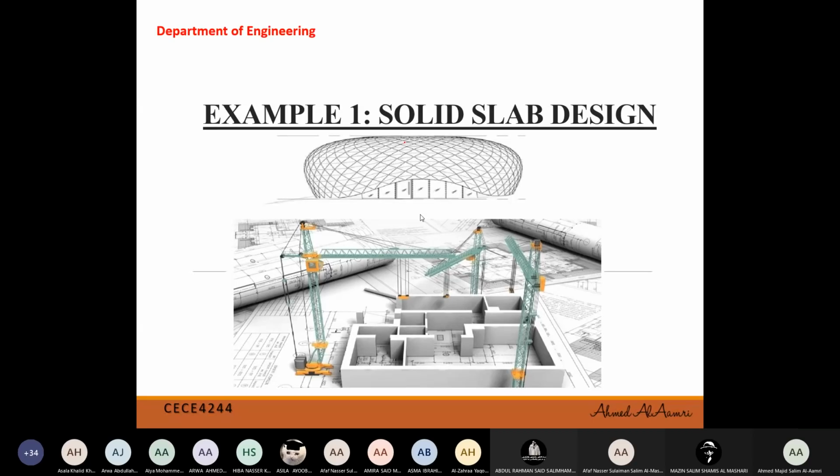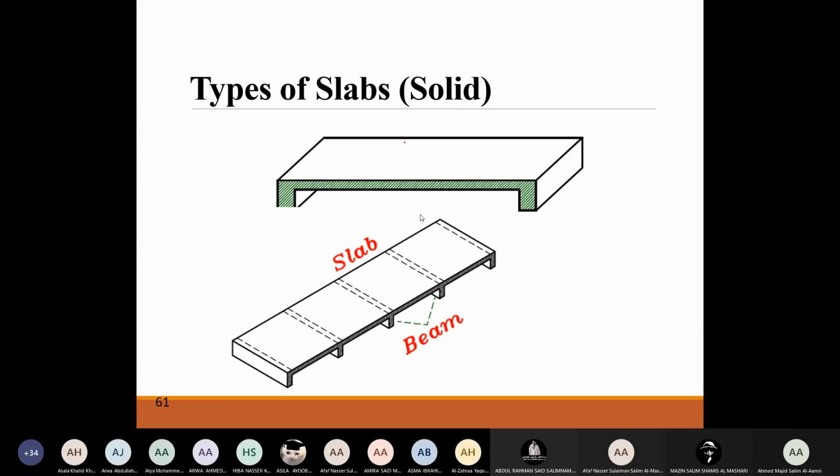But before going for the solid slab, we should understand the different types of slabs first. So what are the types of slabs that you know? There are different types of slabs, right? So we have solid, flat slab. Conventional is solid. Solid. Waffle.